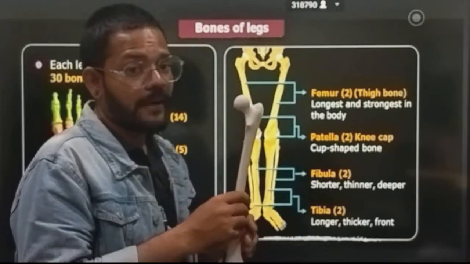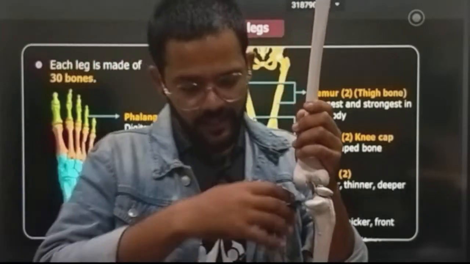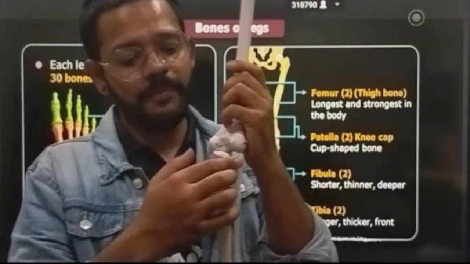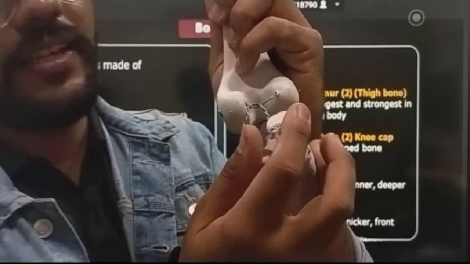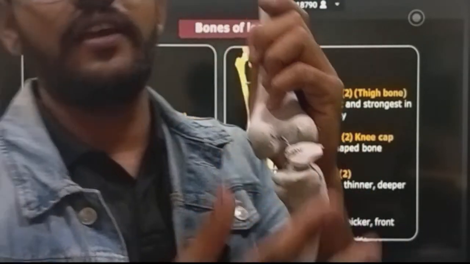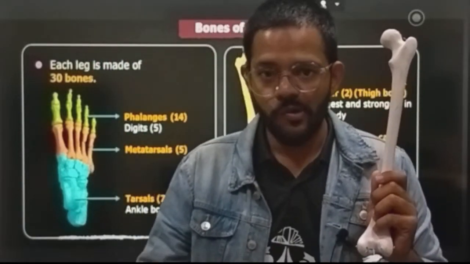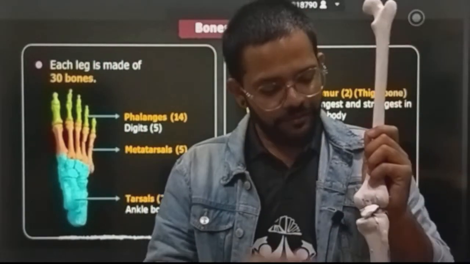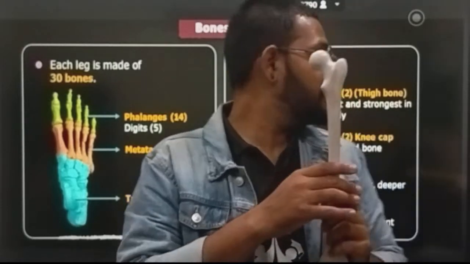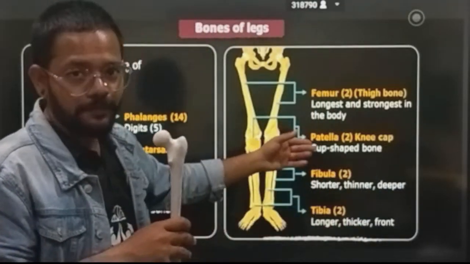Then we have the patella. This is one side leg. Again the second one is there. So this is the patella bone. You can see here, this is the patella bone. And when small children fall on the floor on their knee, first this bone breaks. It is a cup shaped bone.